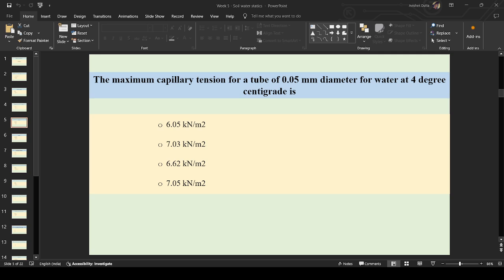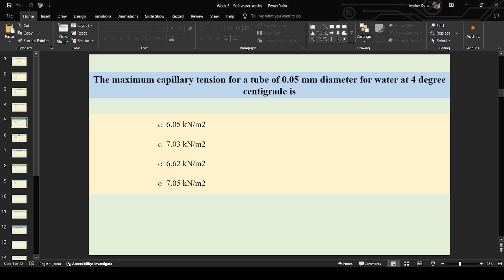Okay, so yes, this was the question. The maximum capillary tension for a tube of 0.05 mm diameter for water at 4 degrees centigrade. The options are 6.05, 7.03, 6.62, and 7.05, all in kilonewton per meter square.